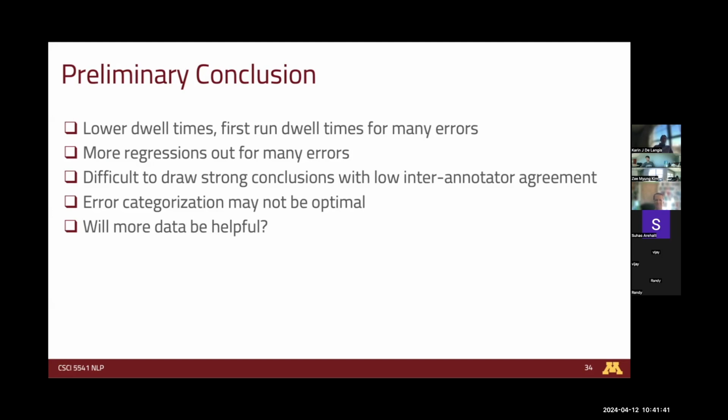Anyway, we're also seeing a lot more regressions out for many errors, but again, it's difficult to draw strong conclusions because of what I was mentioning with the low inter-annotator agreement. And it's also not clear that these error categorizations are necessarily how we would want them defined for our specific purposes. There are also absolutely cases in which even more data, so collecting data for an even larger swath of this data set, would be helpful for us.